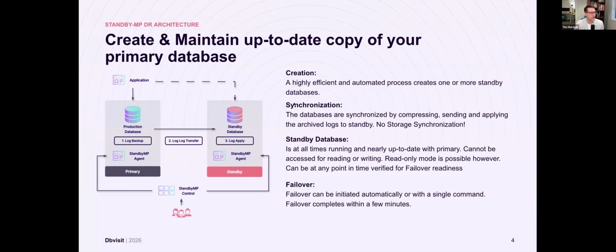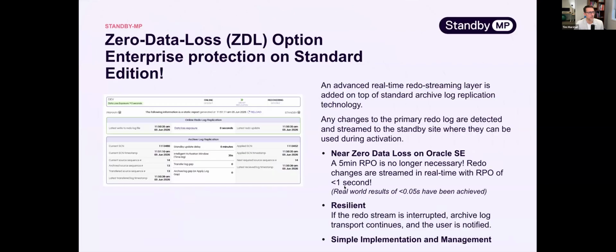So we do the creation, we maintain the synchronicity, and you can then perform a failover if you need to. Now, something very important: we are launching this in 1 month's time, and this will be our new zero data loss feature. This is the first time for anyone to deliver this on Standard Edition, and this will allow sub-second RPO for a standby database in Standard Edition. So this will be synchronizing the redo layer and streaming that to the standby.